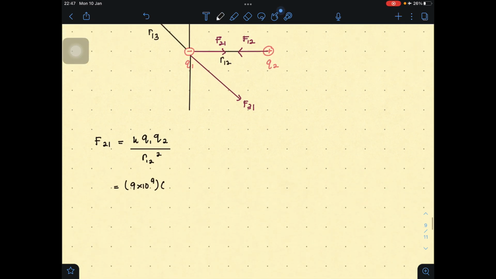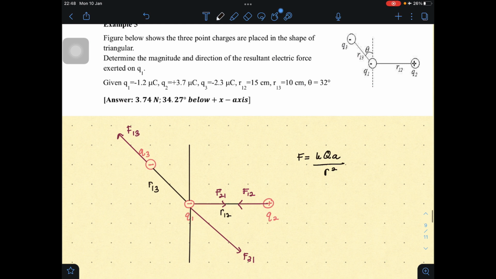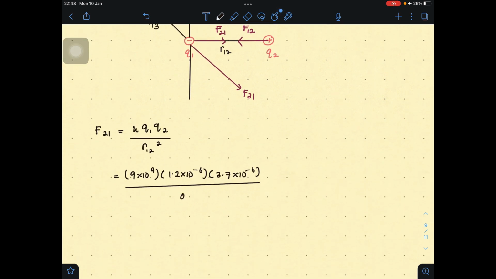So Q1 is equal to 1.2 exponent negative 6. Okay, remember you don't have to include the sign, the negative sign, to find the force. We only need to include the magnitude. And then divided by the distance between the charges, which is 15 centimeter, convert to meter, 0.15, and don't forget the square. And then you will get it is equal to 1.78 Newton. So this one is only the magnitude.